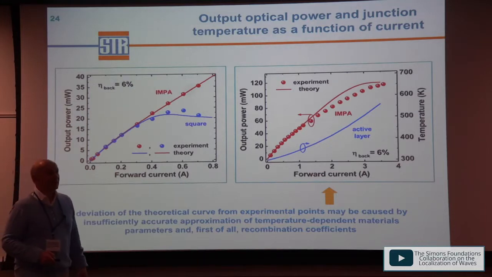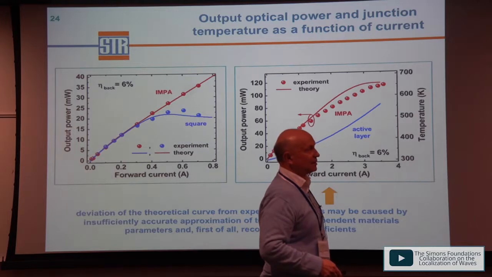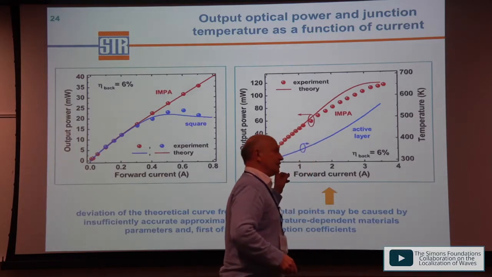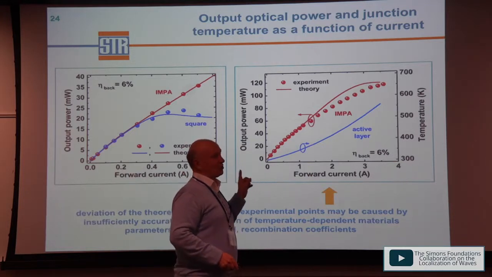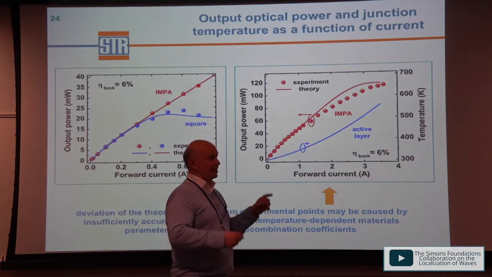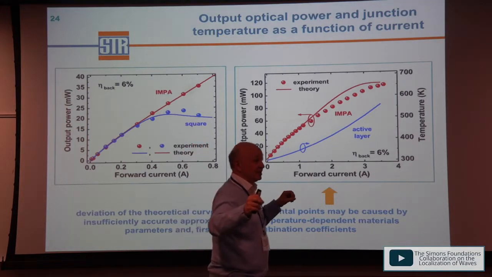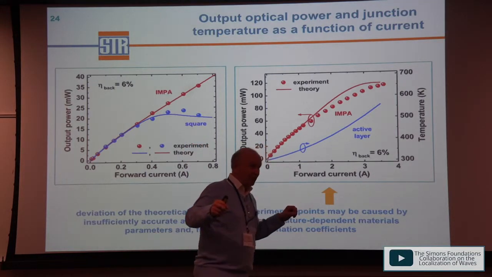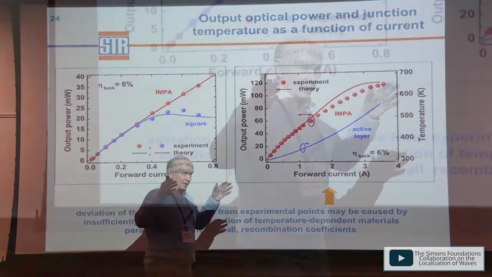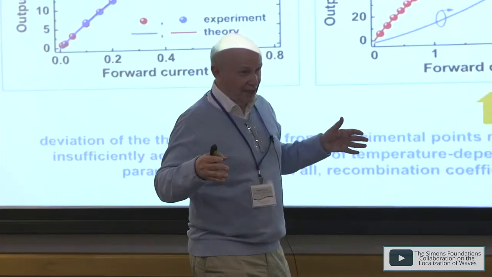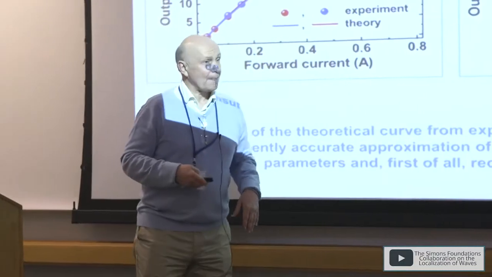So you use a hybrid model that includes the carrier diffusion in the quantum well later? In these calculations, this is the old calculations, we didn't take into account the lateral carrier diffusion in the active region. At the moment, we take into account the lateral diffusion, we take into account the surface recombination, and this is used for analysis of micro LEDs.